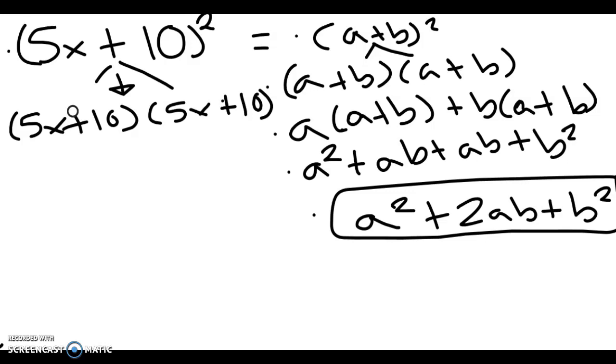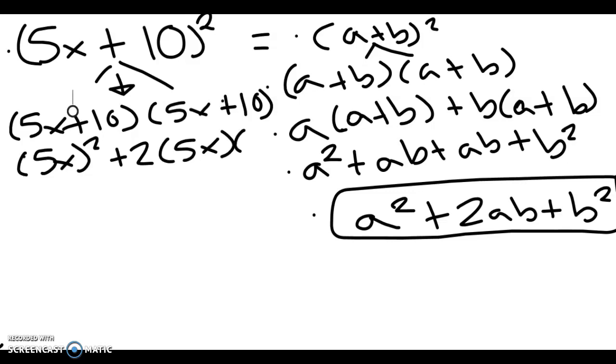And now we will put it in the next step. And that will be 5x squared plus 2 times 5x times 10. We're running out of space, so we'll just go right here. Plus 10 squared.